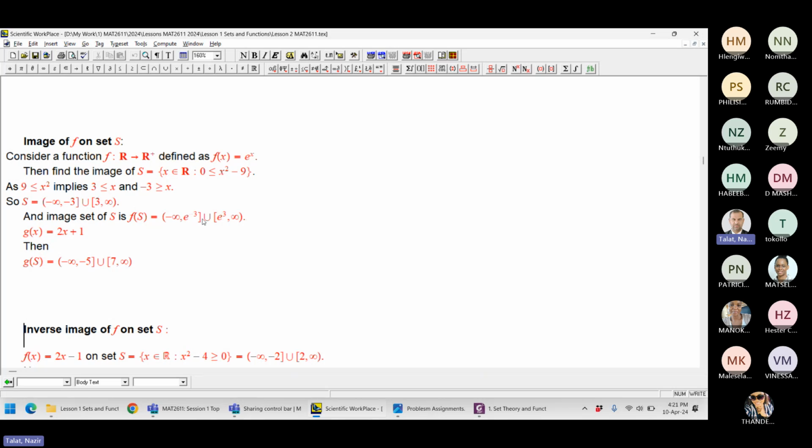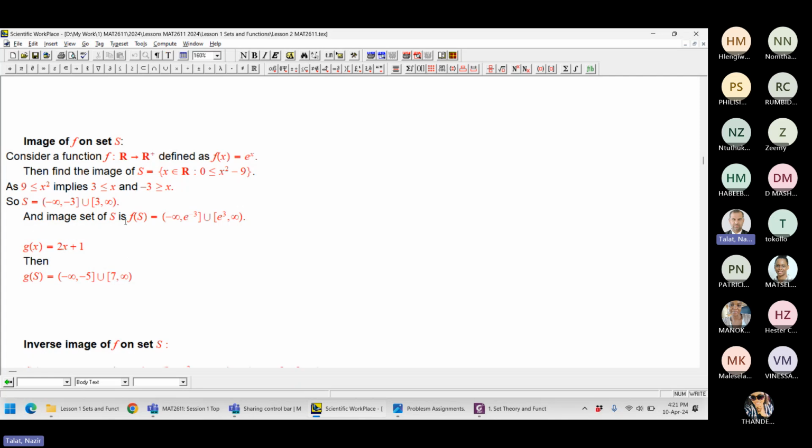Now we need to identify the image for that set. Since this function is increasing, we just put in the values. The first value is minus 3. If we put minus 3 here, it becomes e raised to the power minus 3. And f of 3 is e raised to the power 3. So we identify the values like this. It means the image set of S is f of S, equal to minus infinity to e raised to the power minus 3, union e raised to the power 3 to infinity.